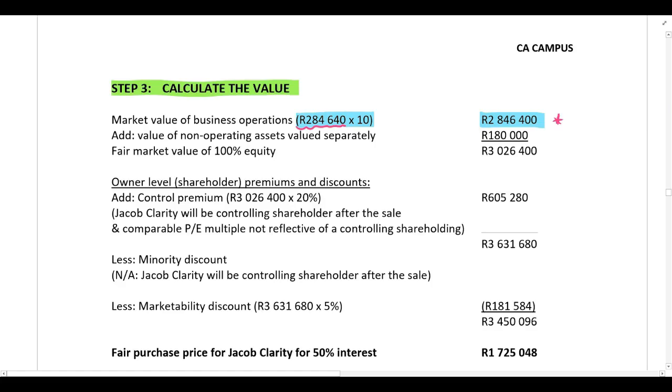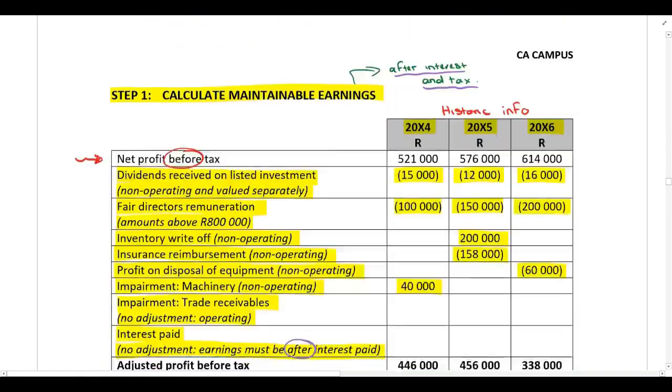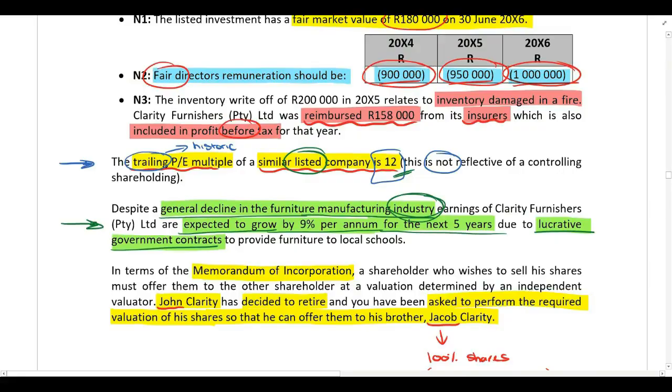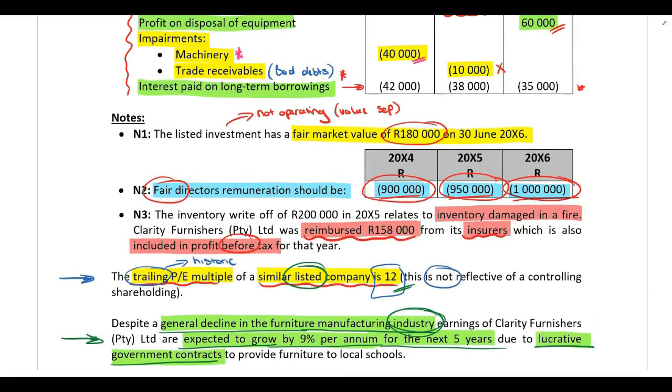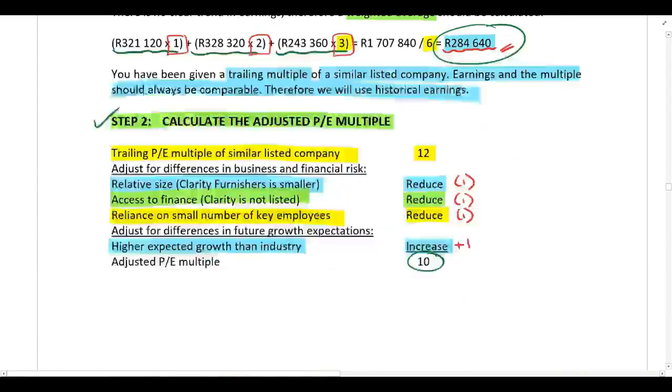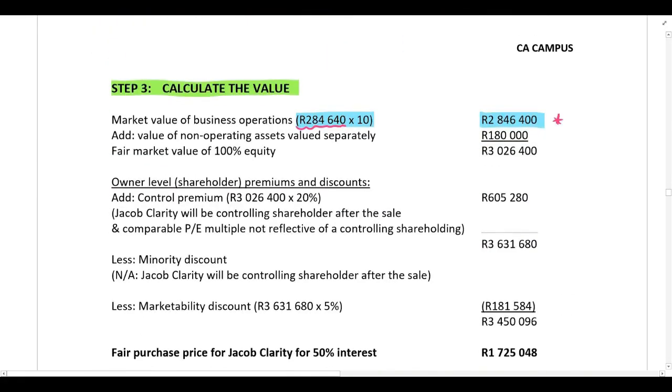So what was the value of our non-operating assets? We were told in note 1 that the listed investment has a fair market value of 180,000 Rand on the 30th of June 20x6. So that has already been valued. You can then just include this in your calculation. So this is the listed investment, and that then gives me the fair market value of all of the equity of this company.